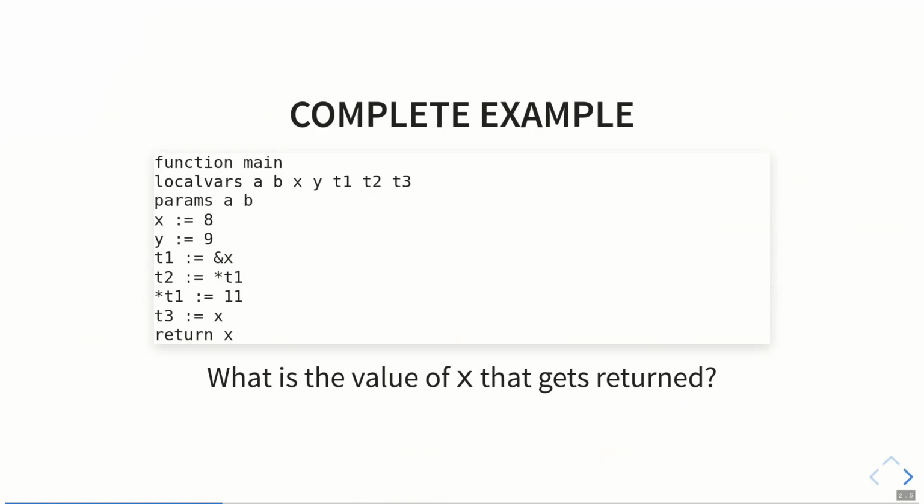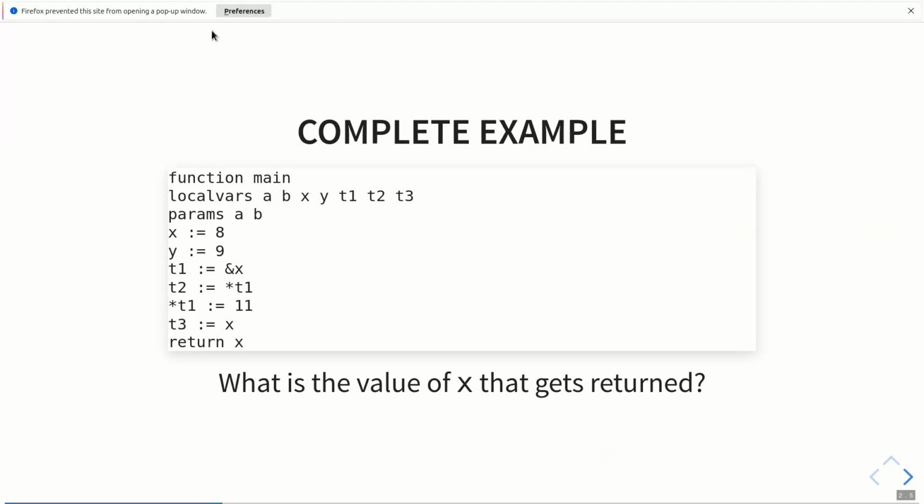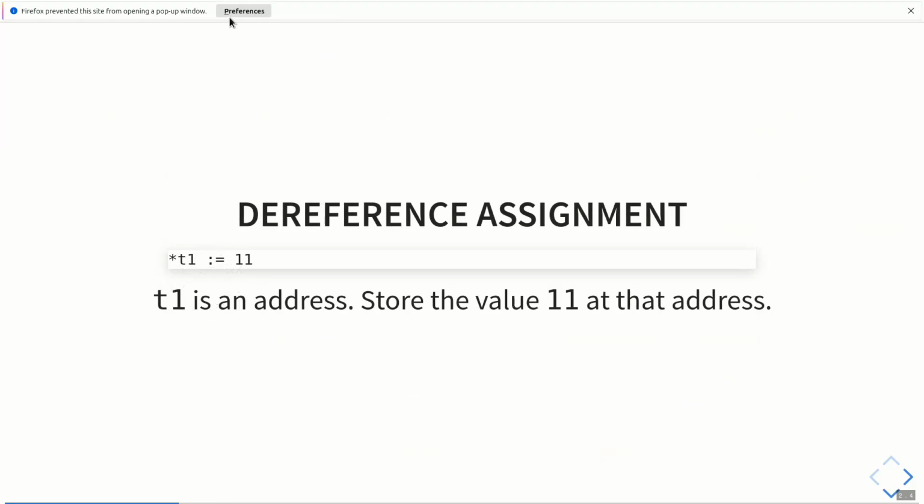What's that? Yeah, good question. What does it return? So this assigned x to 11. This assigned t3 to 11. It's not touching the value of x. And then, yes, this returns 11. Yeah, I forgot to answer the question. It returns 11.